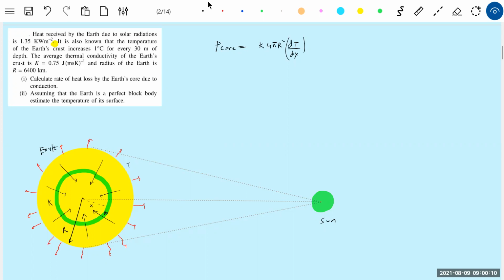Directly given dT by dx. So we directly take, what is the effective area here? Here it is 0, here it is unknown. So from here there will be flow of heat. So 4 pi r square only we have to take because k average is given. Okay, that's the one thing.